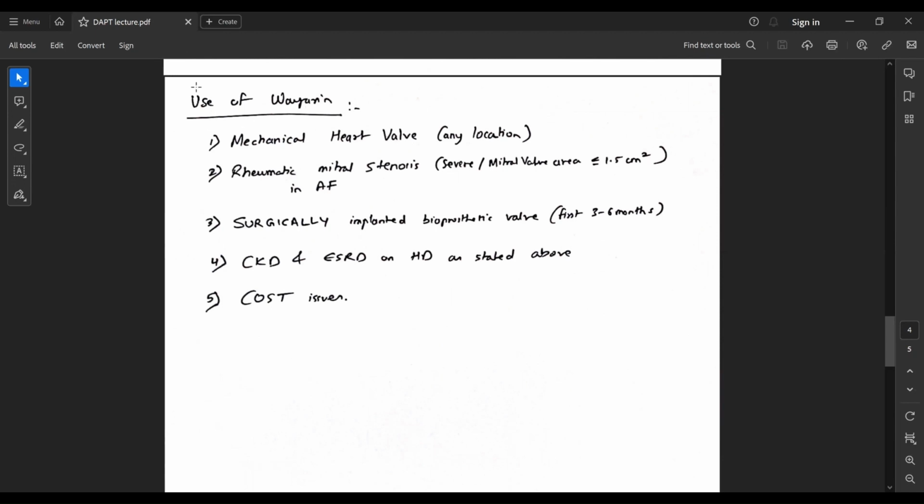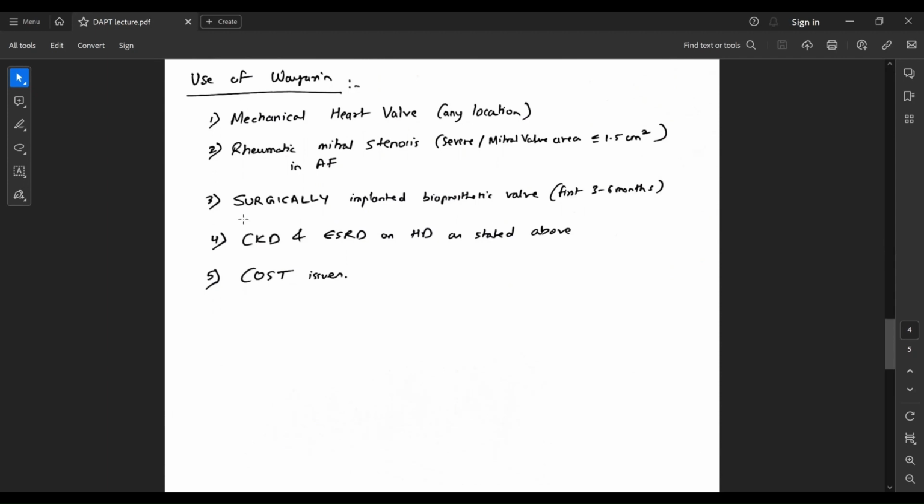You will not use DOACs, and warfarin will be preferred in case of the following conditions, which is mechanical heart valve, any mechanical heart valve, aortic or mitral, you're going to use warfarin. In case of rheumatic mitral stenosis with AFib, when it is severe rheumatic mitral stenosis or the mitral valve area of less than or equal to 1.5 centimeter squared, in that case, warfarin will be used. In case of certain conditions like surgically implanted bioprosthetic valve in the first 3 to 6 months, I'm going to do a detailed discussion on this in future lectures.